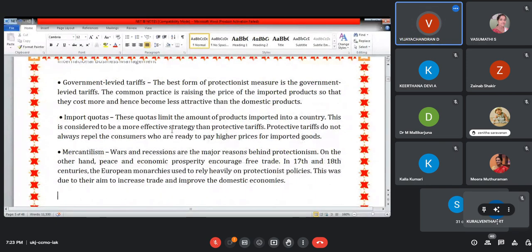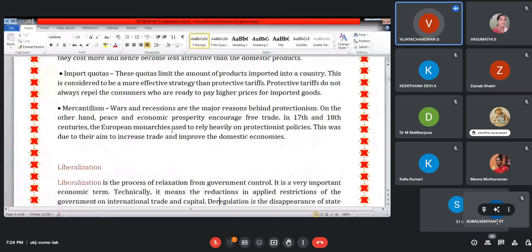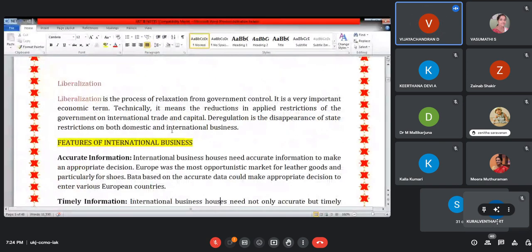So what is this mercantilism? The wars and the recessions are the major reasons behind protectionism. On the other hand, economic prosperity encourages free trade, liberalization.